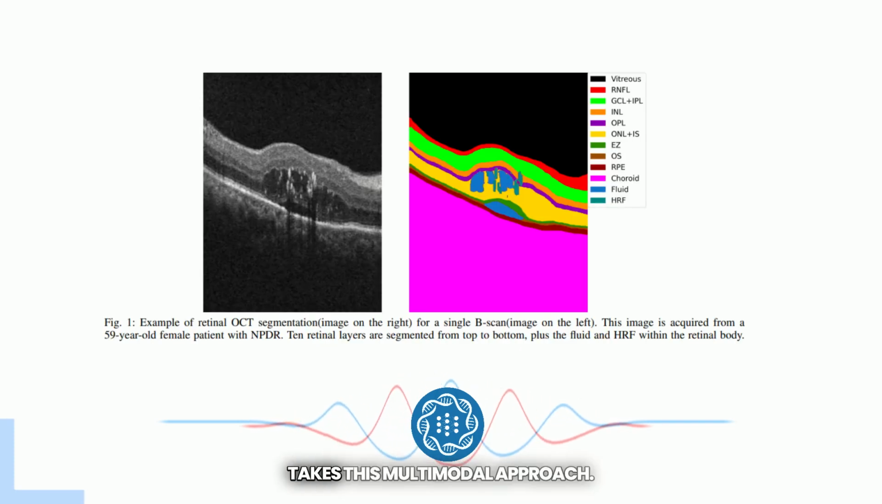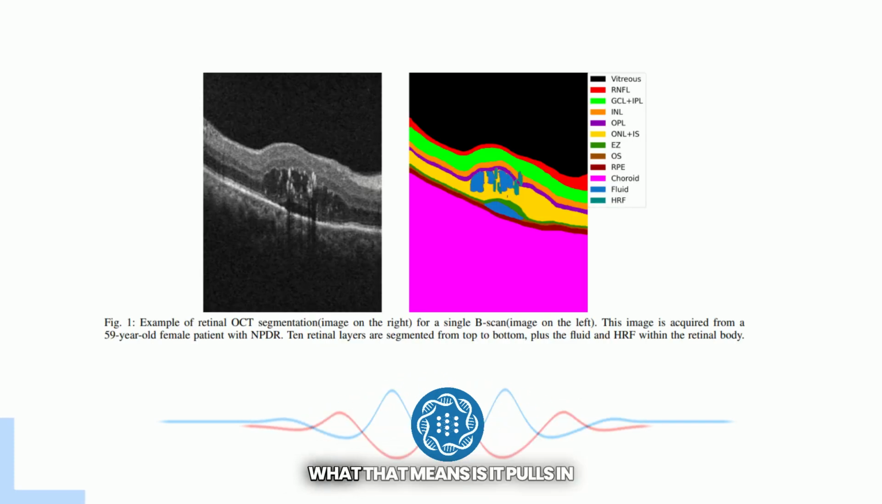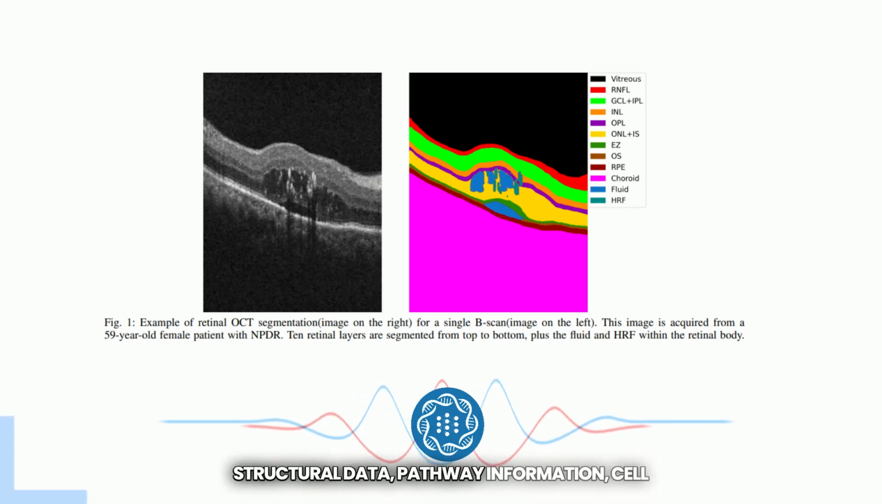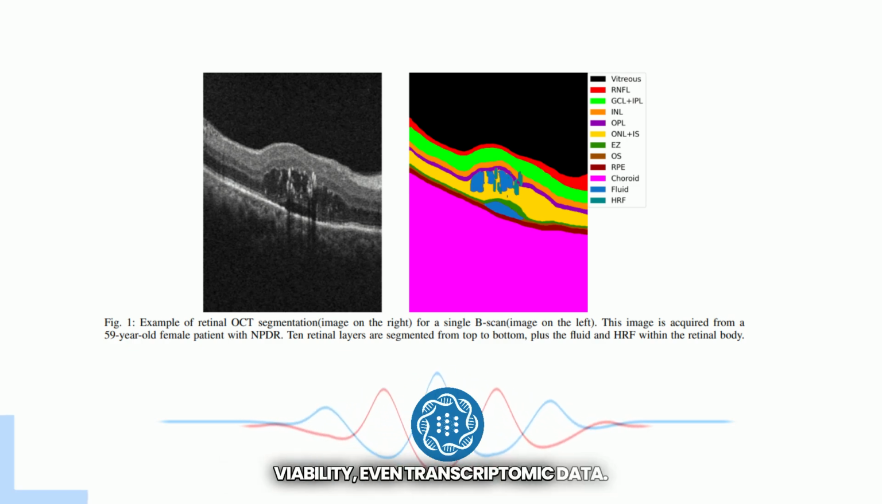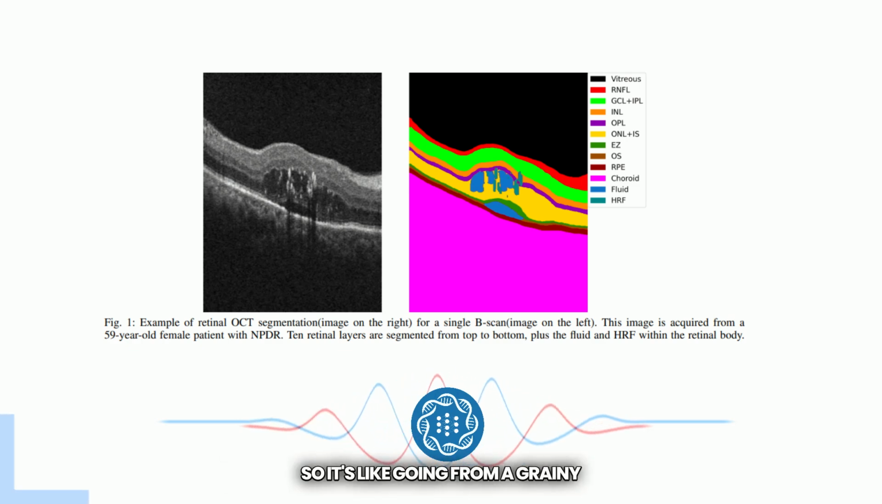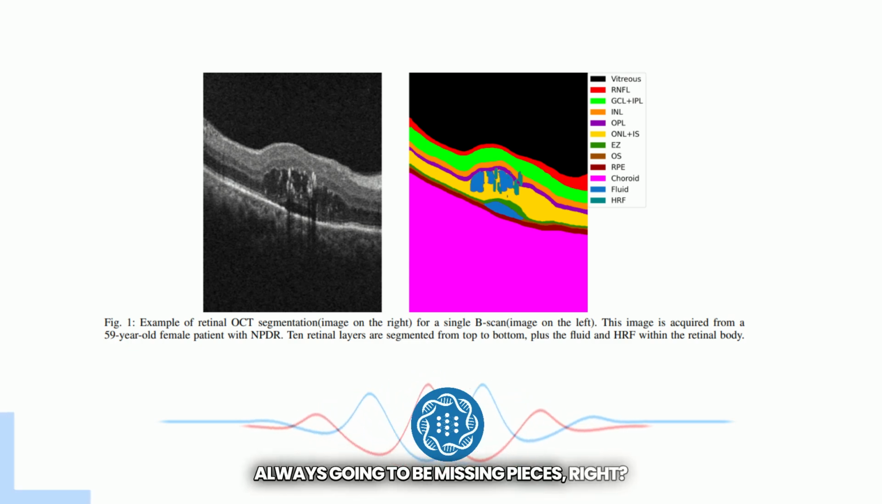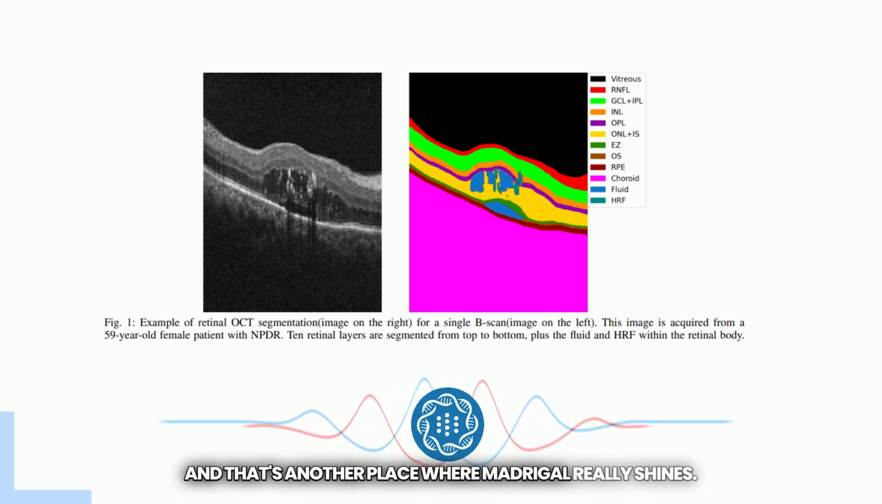Madrigal is unique because it takes this multimodal approach. What that means is it pulls in data from all kinds of sources: structural data, pathway information, cell viability, even transcriptomic data. So it's like going from a grainy photo to a high-definition video. But even with all that data, there are always going to be missing pieces, right? Yeah, you're right. And that's another place where Madrigal really shines.